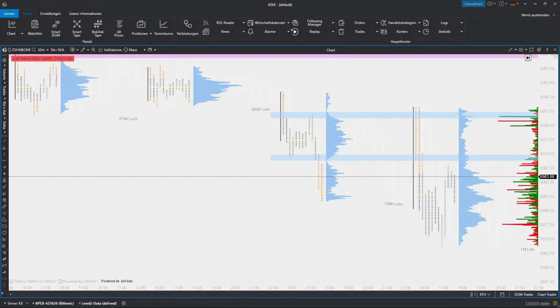So that's basically how I define and work with my zones. Zones are not some magical levels, and they are definitely not meant to catch top ticks or bottom ticks. They're simply areas of interest, nothing more and nothing less. And what really matters is how the market behaves once it reaches these areas. And exactly that brings me to the most important point I want you to take away from this video.